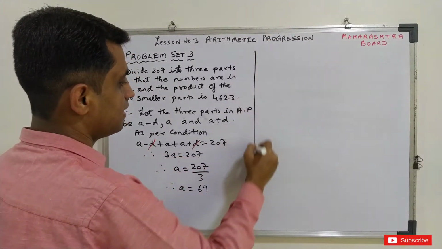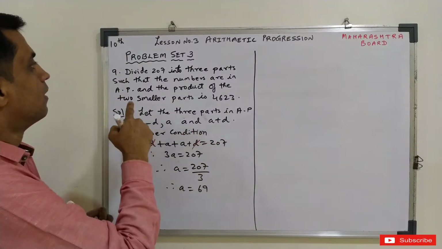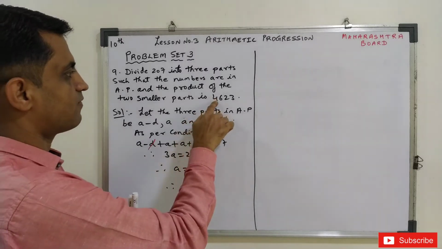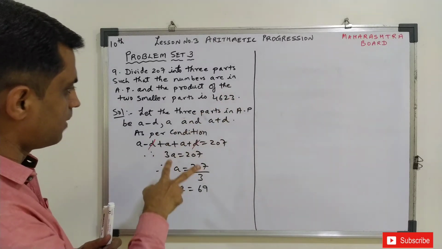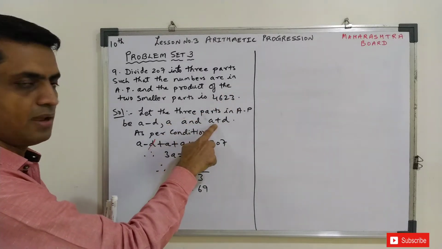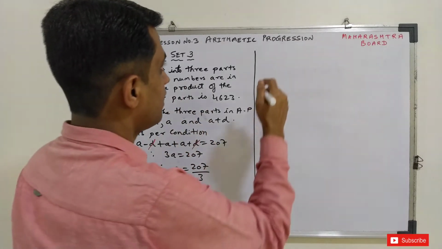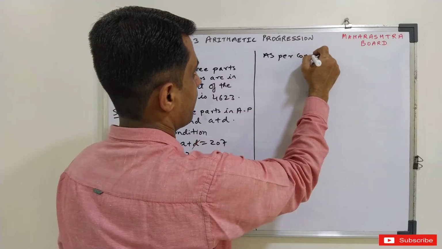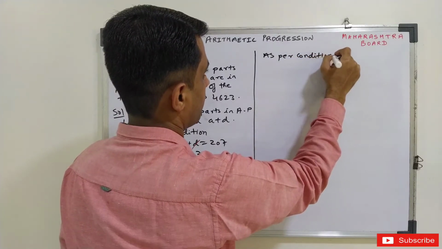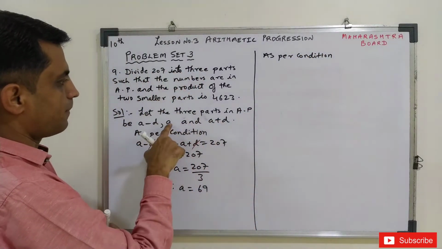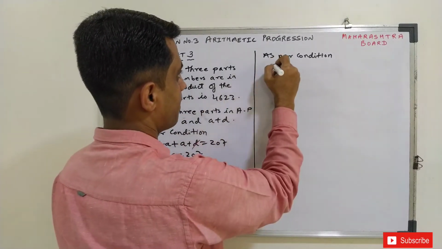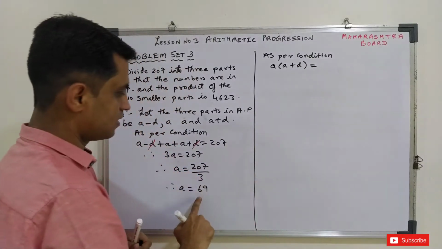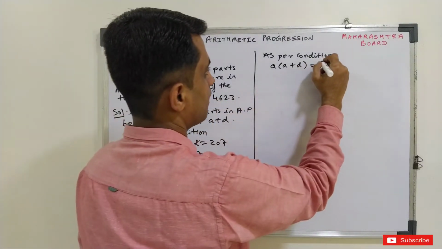After this, the second step. Now, the product of the two smaller parts is 4623. The product of the two smaller parts, which are a minus d and a. So, as per the condition, product of the two smaller parts means you have to multiply this: a minus d into a is equal to how much? 4623.